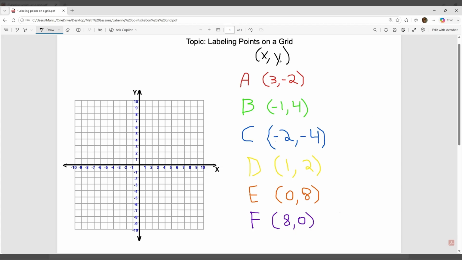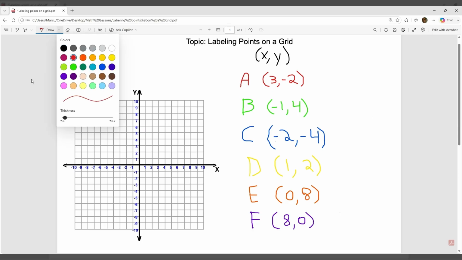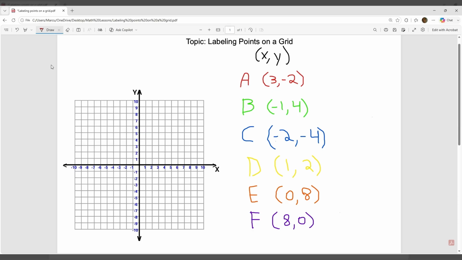When it comes to the Y, which is your second number, when you go from the origin, when you go up, your Y is positive. And when you go down under the origin, your Y is negative. So I'm going to give you A and B as an example now. So let's start with A. So notice you have 3 comma negative 2.